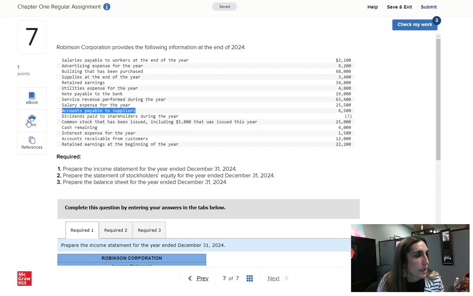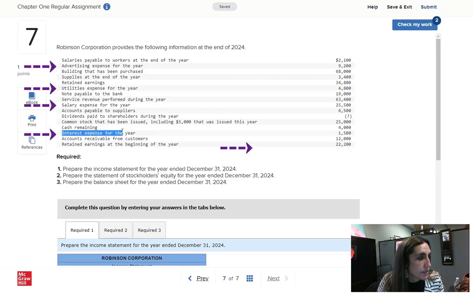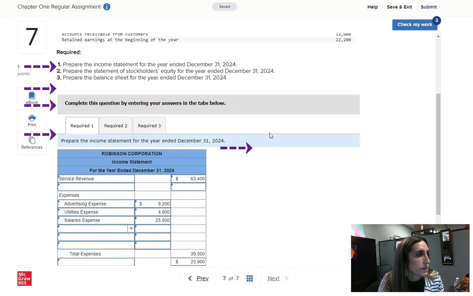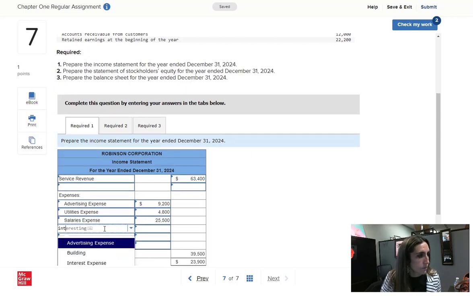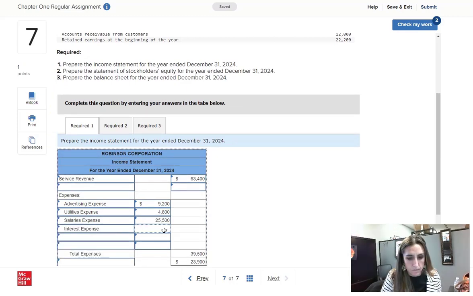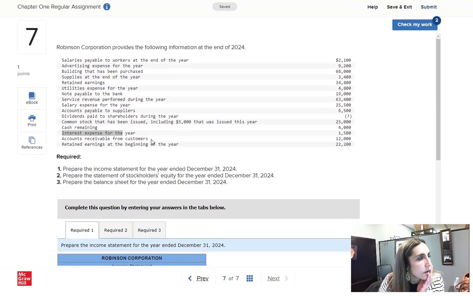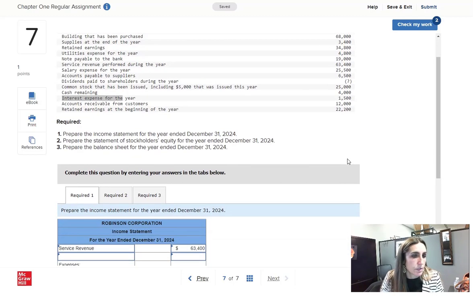The accounts payable is a liability, shows up on the balance sheet, so we don't need it. Dividends on the statement of stockholders' equity. Common stock shows up on the statement of stockholders' equity. Cash, balance sheet. Interest expense, we do need that. It says expense, $1,500. And then at the bottom, if it says accounts receivable here is an asset, retained earnings at the beginning. That goes on the statement of stockholders' equity.